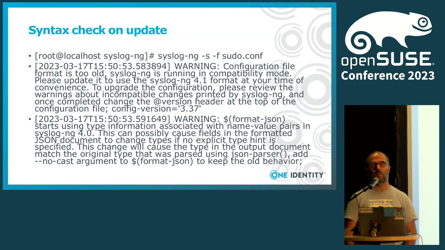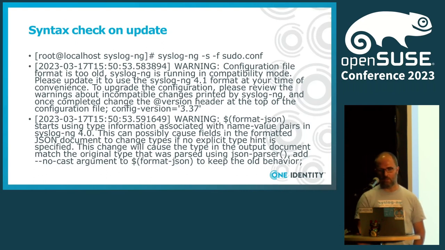Now let's update to Syslog-ng version 4. If we check our configuration, we will get a couple of warnings that the configuration version is old. We should upgrade it to version 4.1, and that the way the JSON template is working has changed, and we need to add some additional arguments if we want the old behavior. But of course, we want to see how it looks after upgrading to version 4.